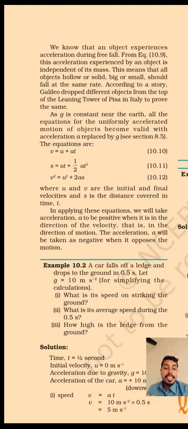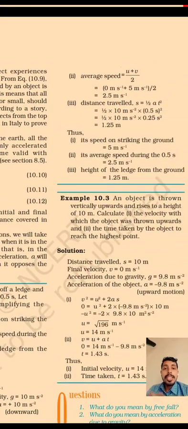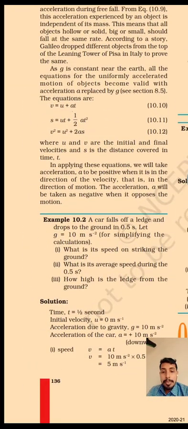What is a? a is the acceleration due to gravity, that is 10 meter per second square, or 9.8 meter per second square if you need it accurate. Then into 0.5 seconds, it is equal to 5 meter per second. 5 meter per second.